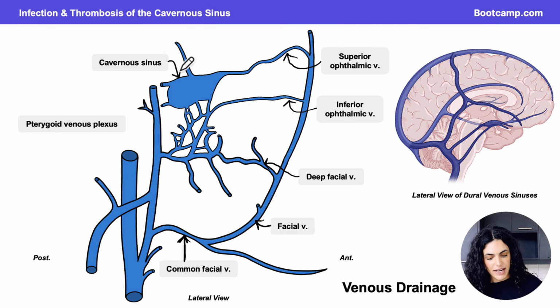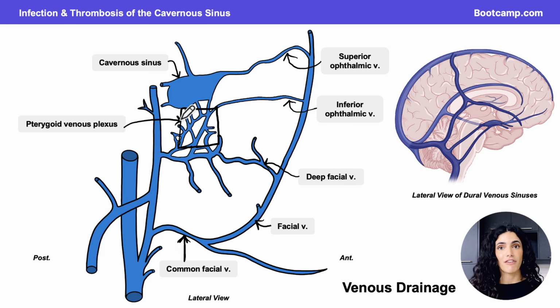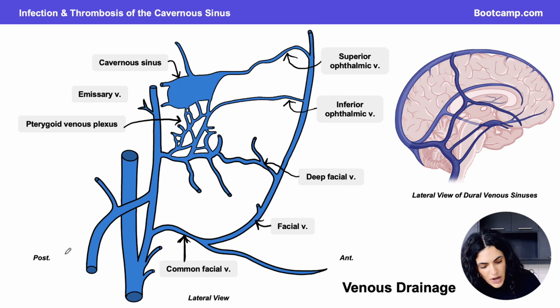Now, the cavernous sinus does have some connections with the pterygoid venous plexus. All those veins that you're seeing in this area here contribute to that pterygoid venous plexus. And that pterygoid venous plexus sits on top of the pterygoid muscles within the infratemporal fossa. And we do have some connections here between the cavernous sinus and the pterygoid venous plexus via these emissary veins.